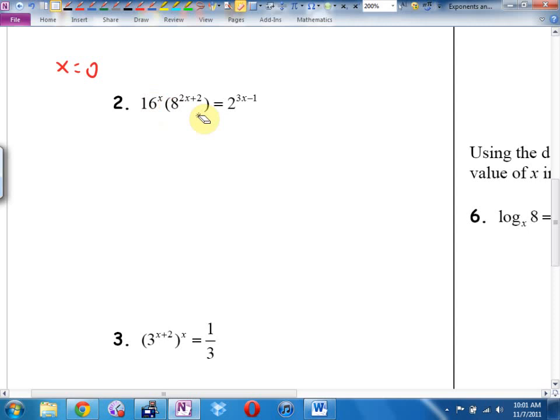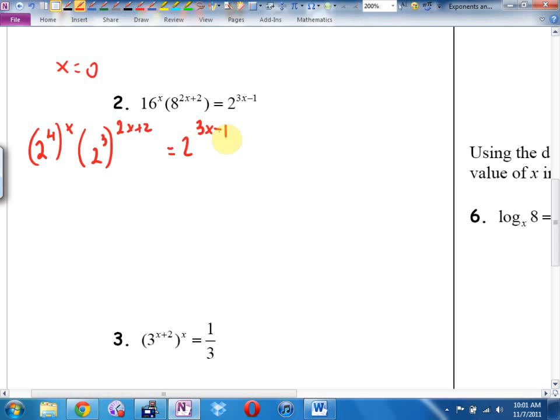No, no. Instead, what I'm going to do is I'm going to write this 16 and this 8 and this 2 all as the same base. I think base 2. I'm going to write this as 2 to the 4 to the x times 2 cubed to the 2x plus 2 equals 2 to 3x minus 1.